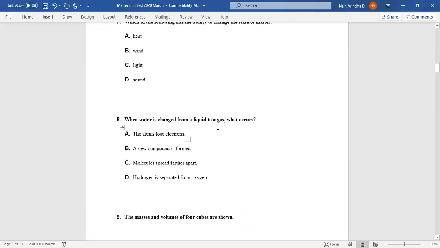When water is changed from liquid to gas, what occurs? So again, the question is, when water is changed from liquid to gas, what is happening? The atom loses electrons, a new compound is formed, molecules spread far apart, hydrogen is separated from oxygen.